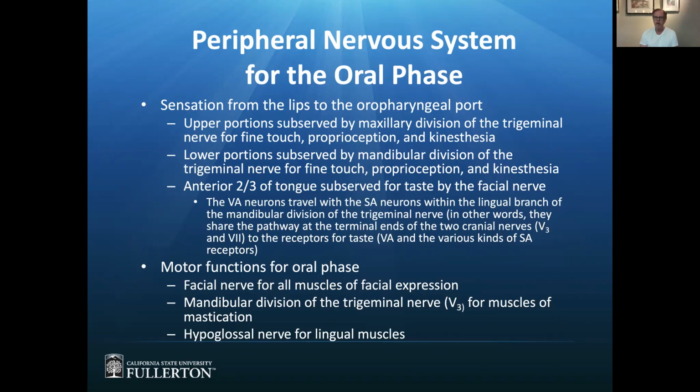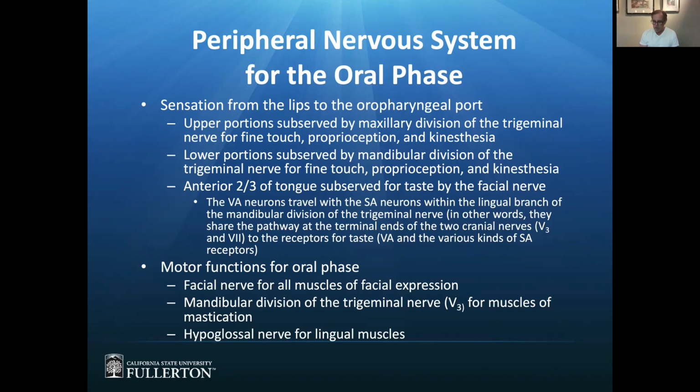Okay, now for the motor functions of the oral phase of swallowing, the facial nerve subserves all the muscles of facial expression. Now, how are the muscles of facial expression involved in swallowing? Well, when you talk about acceptance, you've got to be able to purse the lips and secure them onto the edge of a cup or onto a straw. So there's that part. Remember, you need muscle tone in order to keep the buccal cavities from filling up as you do oral preparation. So that part: lip control and maintenance of tone of the facial muscles.